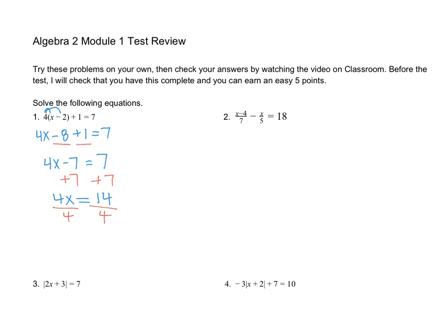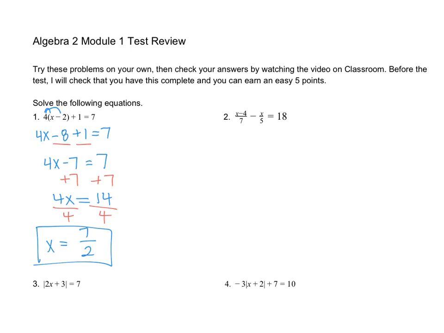Now 14 divided by 4 is not a whole number, and we've talked about in the past how we don't want to write the decimal answer, so we want to simplify our fraction. So 14 over 4, both of those are divisible by 2, and when we simplify we get x equals 7/2. Problem 2, we have x minus 4 over 7 minus x over 5 equals 18.